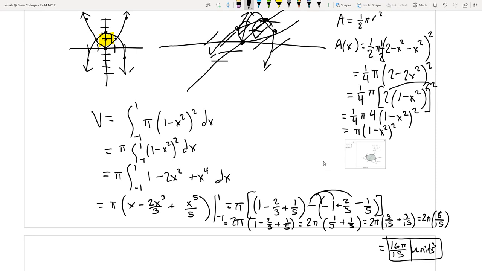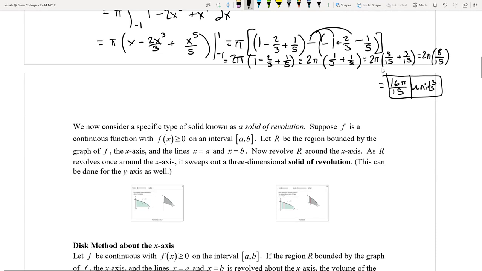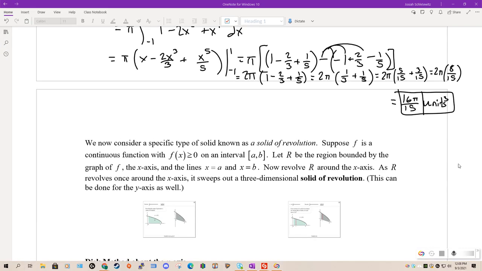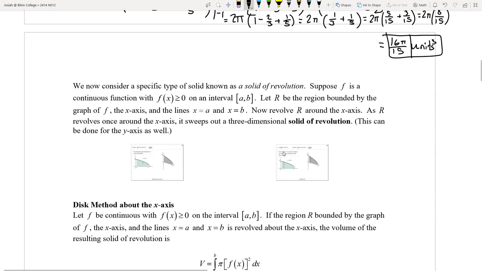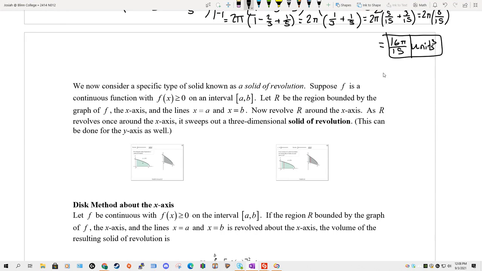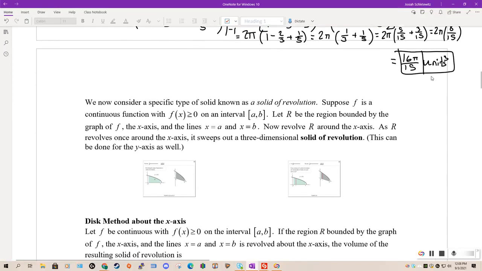So that's the general slicing method. And so what we're going to have next then is we're going to look at the solids of revolution. So again, I'm going to try to keep things drawn as much as possible, and we'll kind of look at these as we go. So we'll go ahead and kind of work through this definition here. Suppose f is a continuous function with f of x greater than or equal to 0. Get that out of the way.